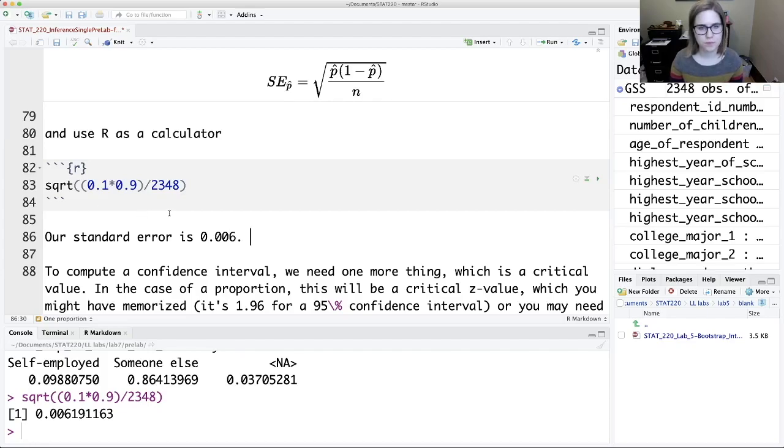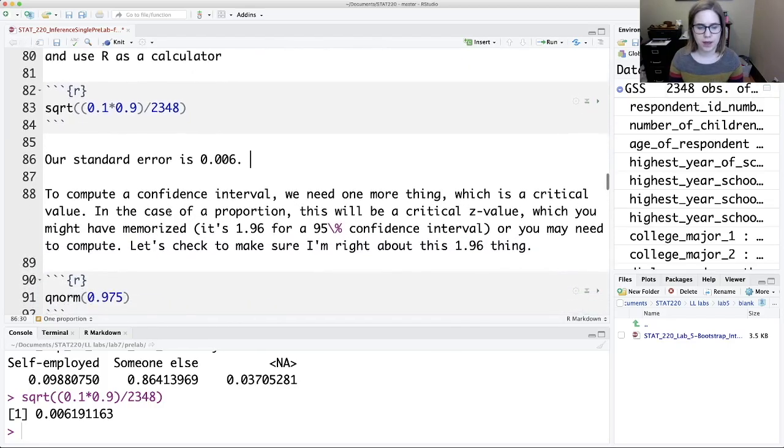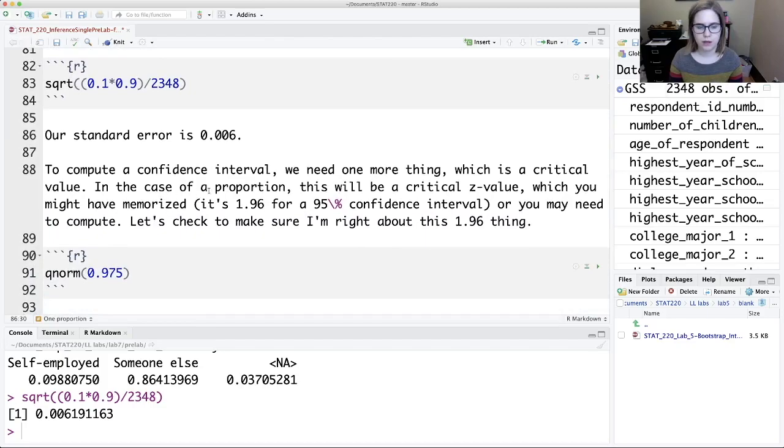0.006. So when we do a confidence interval, we do our point estimate plus or minus a critical value times our standard error. We've got our point estimate, we've got our standard error, so then we need our critical value. And if we're doing inference about a proportion, we're using the normal distribution. It means we need a critical z-value. And you might have some critical z-values memorized. I do. I know it's 1.96 for a 95% confidence interval.